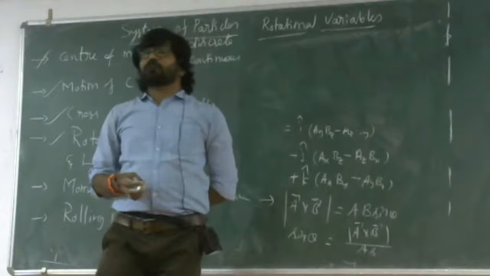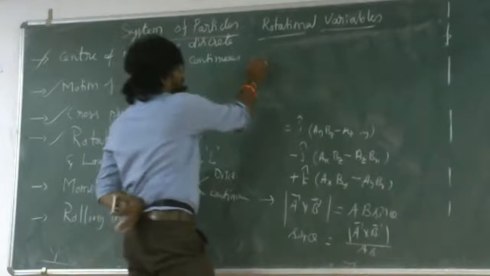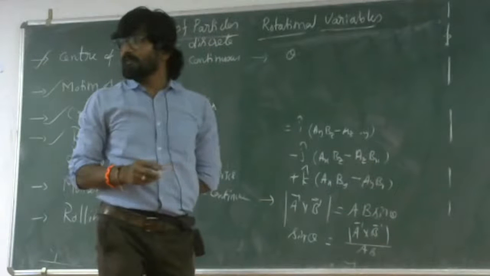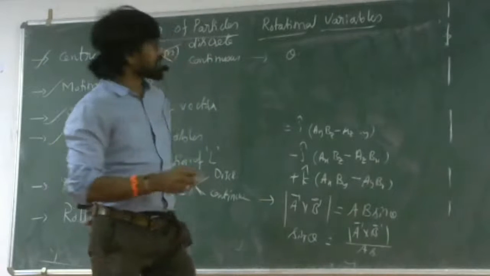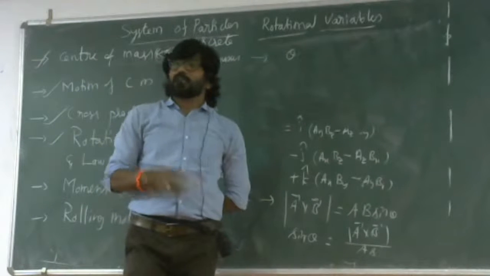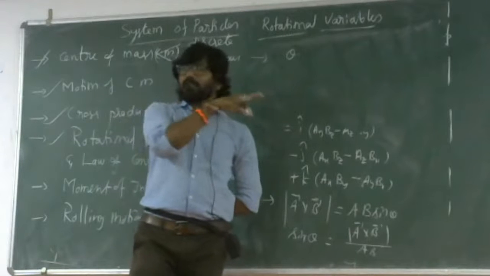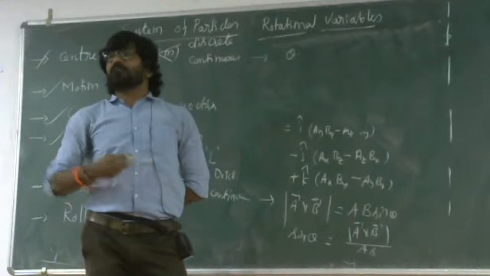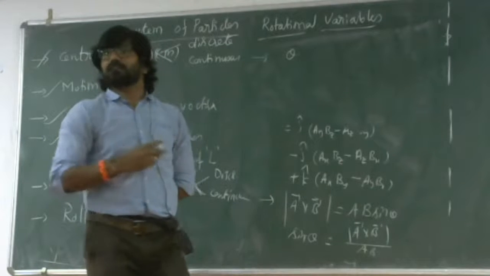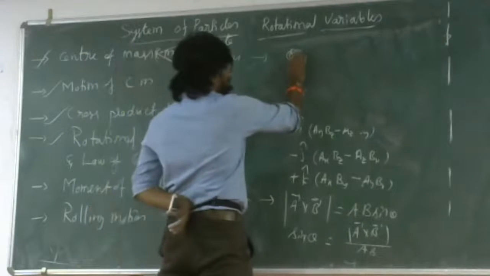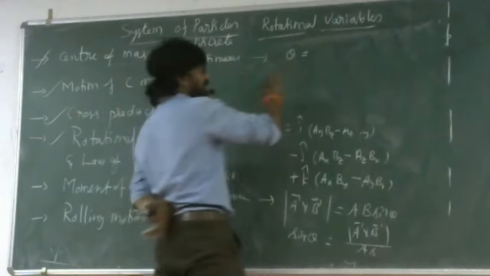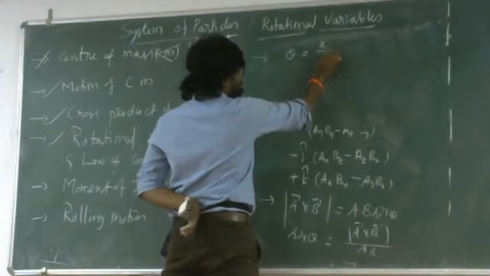Already I have discussed rotational variables like angular displacement theta. Do you remember the expression for the theta angle? The mathematical expression is defined using uniform circular motion. According to that, angular displacement is equal to arc by radius. Angle equals arc by radius. You can take the arc as S and the radius as R.